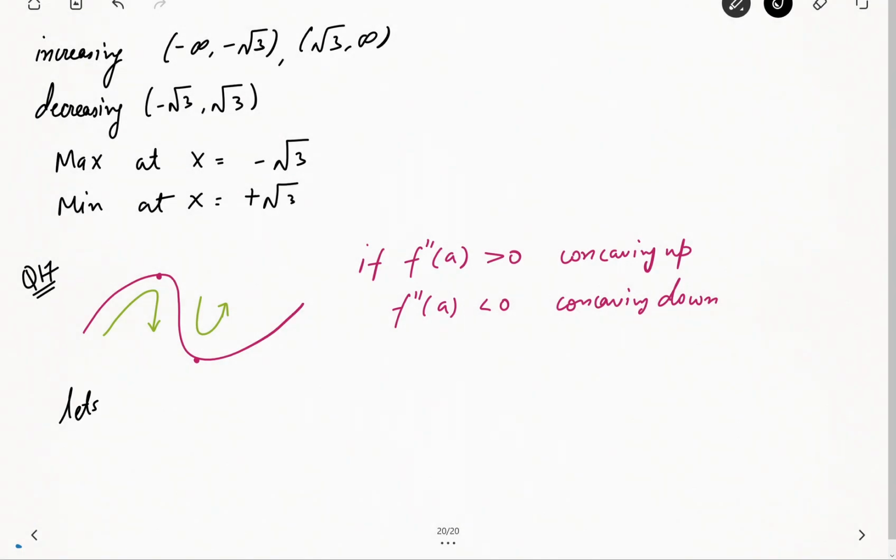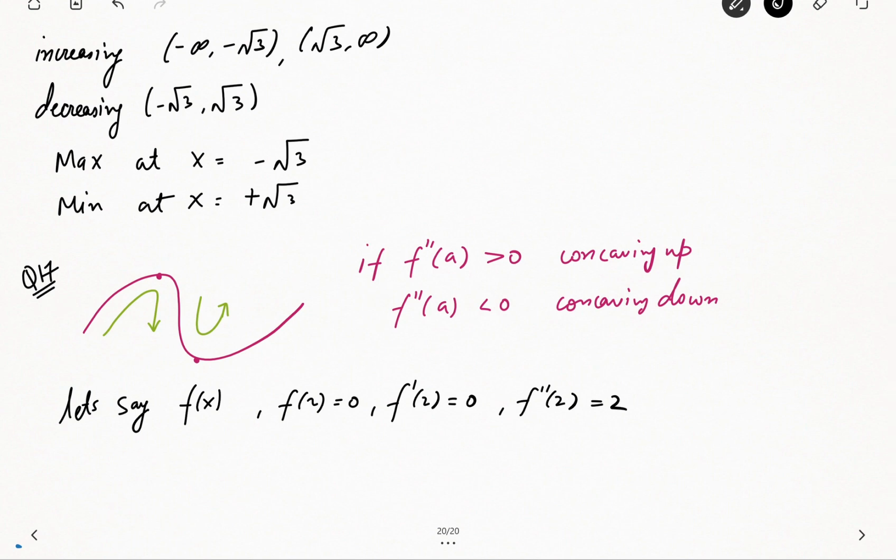So let's say we had a function here, f of x, and what this said is that it satisfies that f of 2 is 0 in my case. The derivative at 2 is also 0. And they've given us the double derivative at 2 is also 2. All we care about is the sign. So we know, because of this statement here, x equals 2 will be a critical point, right? Because the derivative of the function at that value is 0.